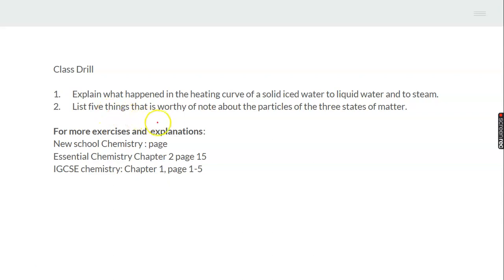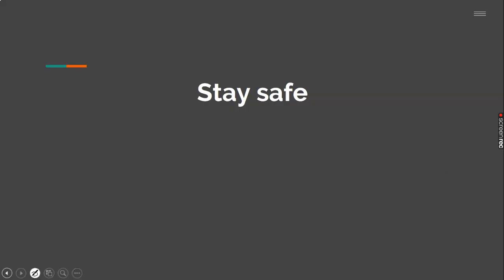Then number 2, tell me 5 things that are worthy of note about the particles of the 3 states of matter. That means you differentiate between the particles of the 3 states of matter, that's solid, liquid, and gas. For more exercises and explanations, you can check your New School Chemistry, Essential Chemistry, and IGCSE Chemistry textbooks. Okay, and stay safe, enjoy your break.